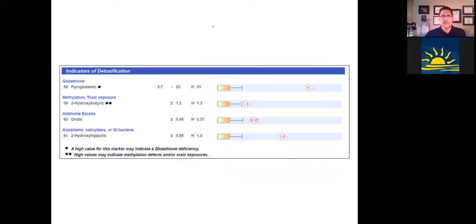Okay, let me go back to the questions here. Somebody asked, you mentioned above 90 in oxalates, which marker? It would be marker 21, so it's the oxalic acid.